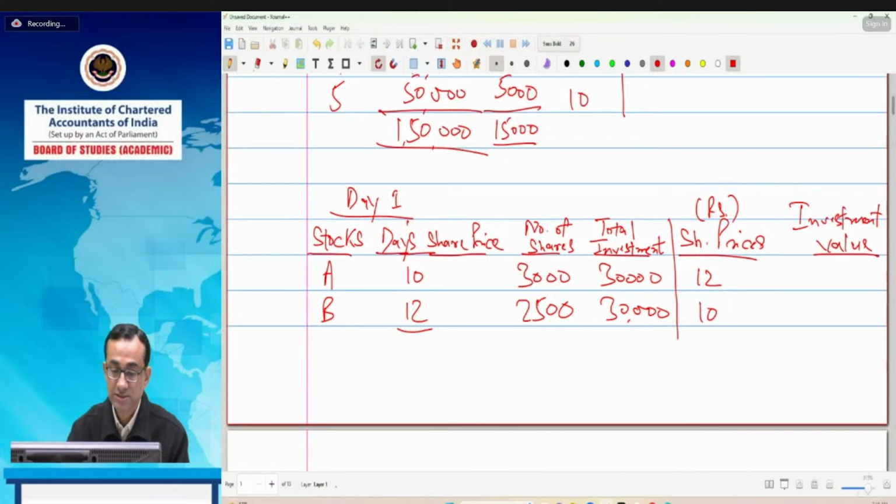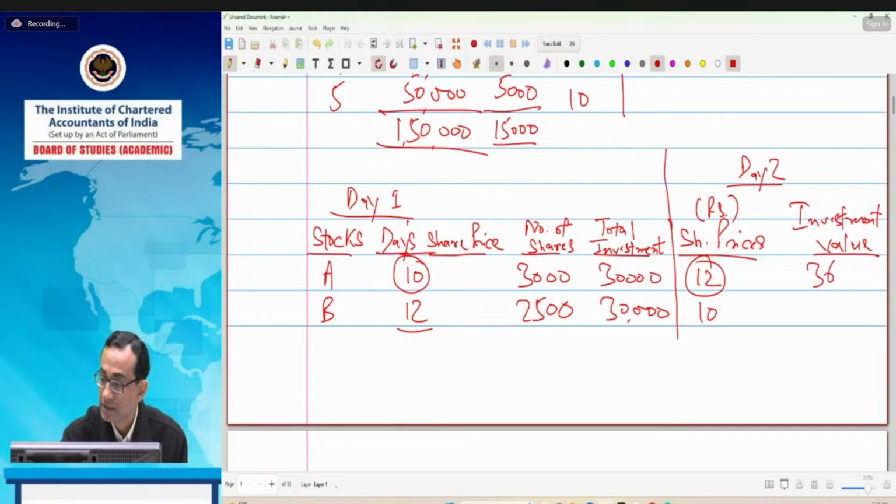Share price on day 1 for stock A was rupees 10. And on day 2, the share price has increased from 10 to 12. So what is the position in the investment value? 3000 multiplied by 12. So it will be 36,000. And second, 2500 into 10. So it will be 25,000 in case of B.